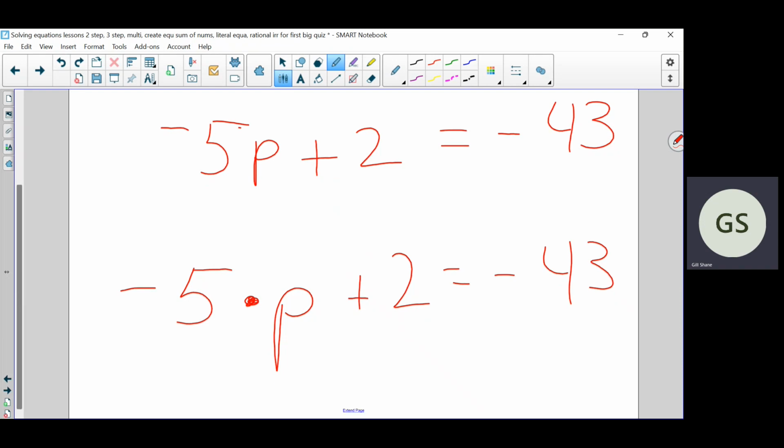So we have now this equation. Again, I don't know what p is, but it's some number. If I took that number and multiplied it by negative 5, and then added 2, this side would equal negative 43. So I just have to figure out what number would make that work. Can anybody tell me what the number is? Sometimes you don't even have to go through all the steps of solving if you're good at what's called mental math. It's not super hard, especially if you're okay with your multiplication tables.